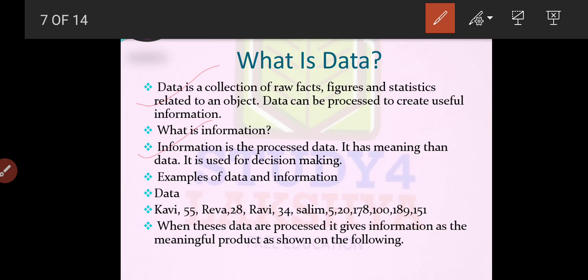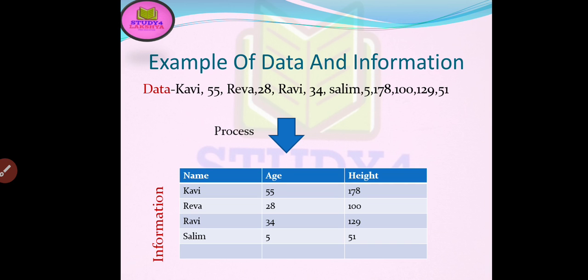For example, here I have written Kavi 55, Reba 28, Rabi 34, Salim 5, 20, 178, 100, 8, 189, 151. What is the meaning? If anybody asks what this is, maybe some names are there, but 55, 34 do not give any useful meaning. So when this data is processed, it gives information. This is data. When we process it, we will get some information.